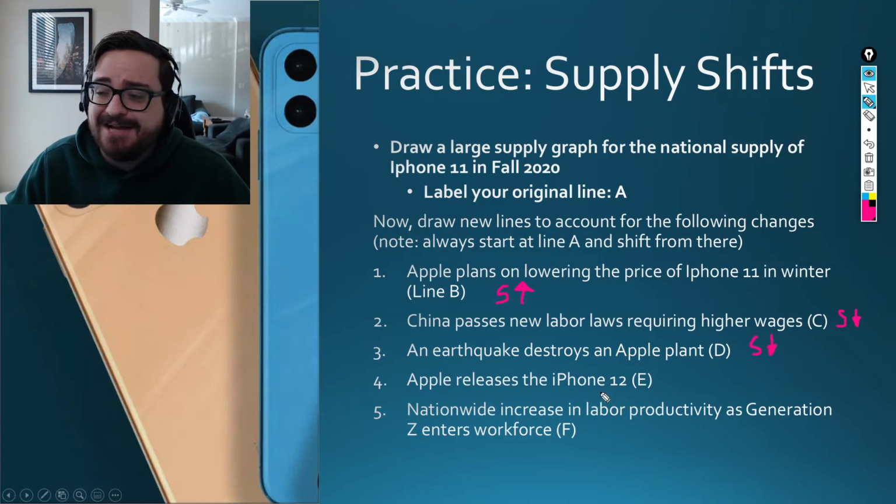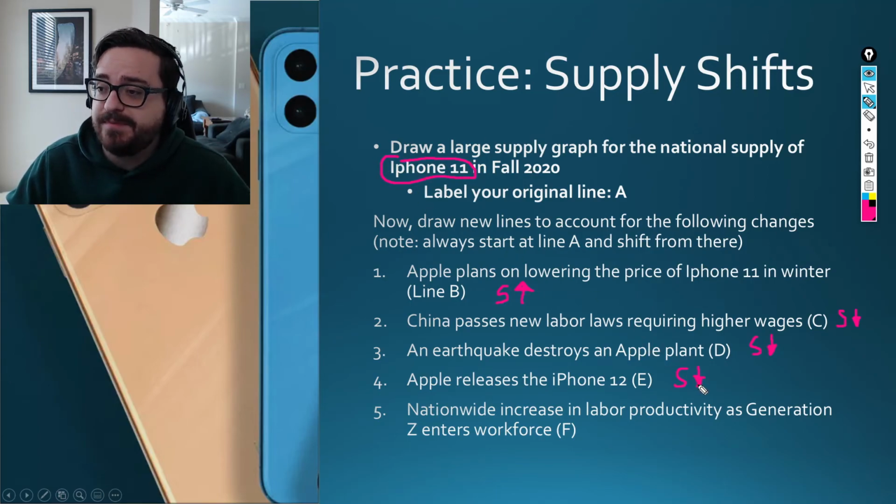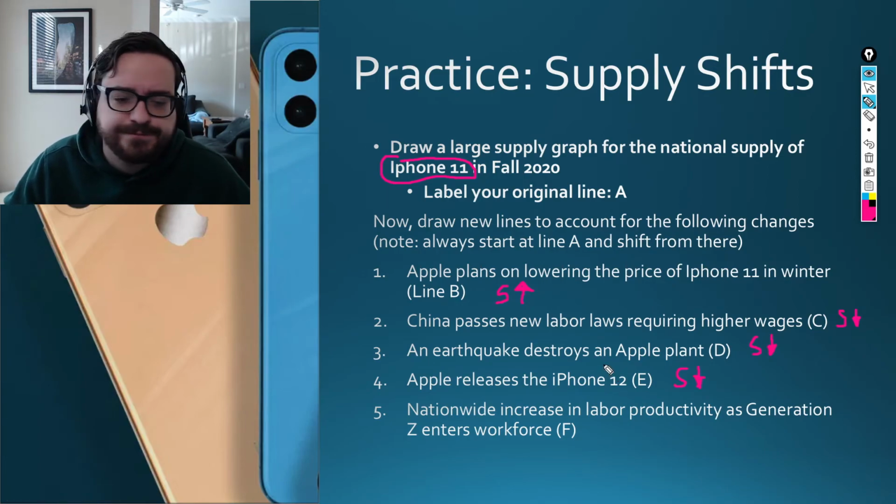Apple releases the iPhone 12. That's an alternative for Apple, right? They're going to start allocating resources towards the iPhone 12 and away from the iPhone 11. So for the iPhone 11, again, this is specifically a graph for the iPhone 11, the supply is going down because they are increasing the supply of the iPhone 12. They're going to have to use the same resources and factories they were using to make the iPhone 11. They're going to move those away from the iPhone 11 to make the iPhone 12.